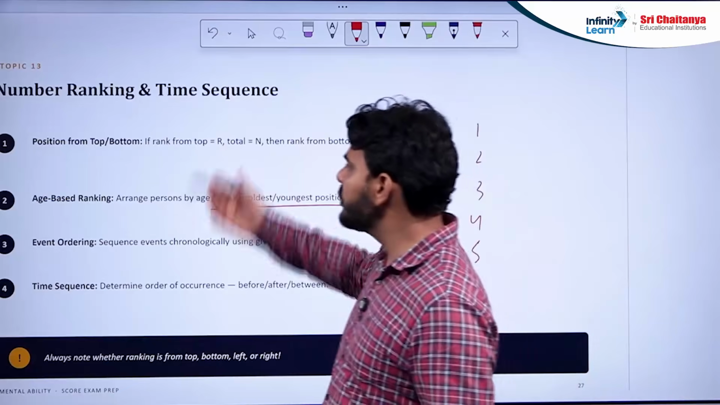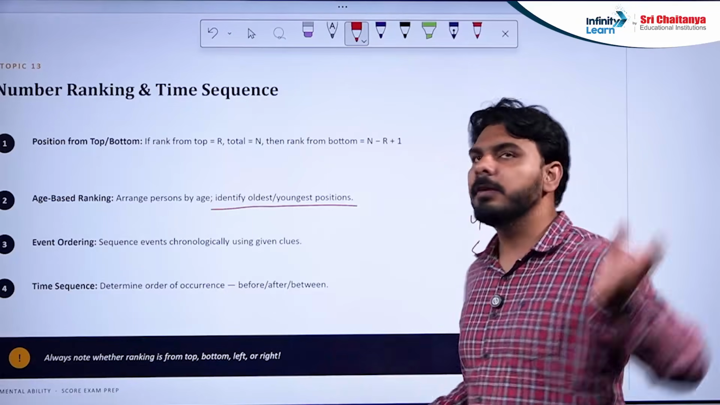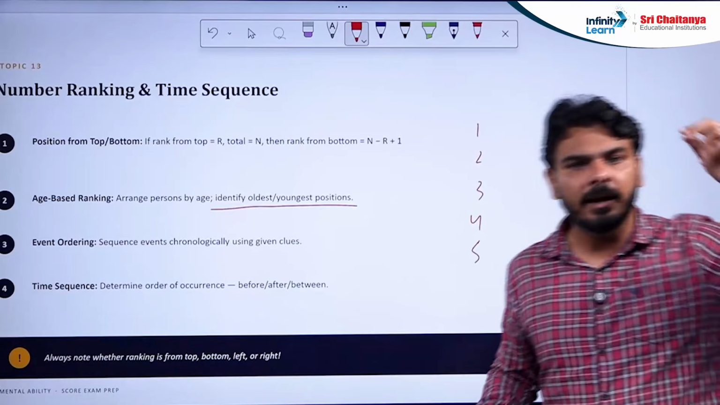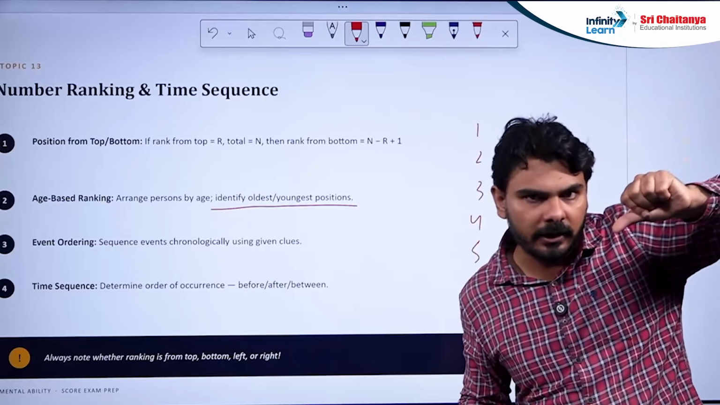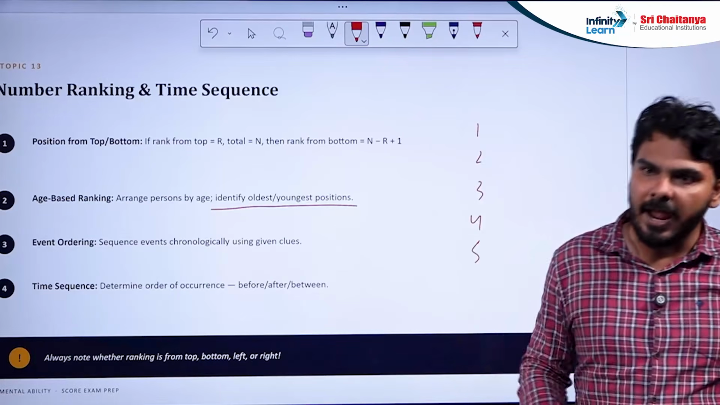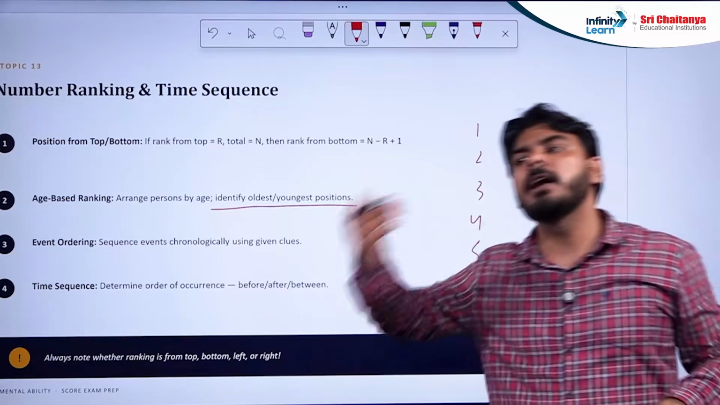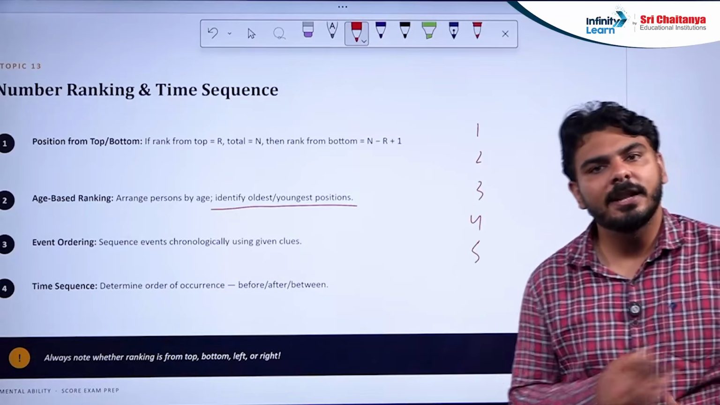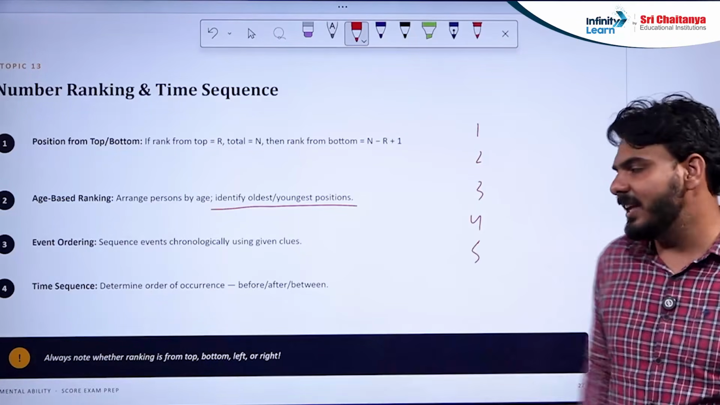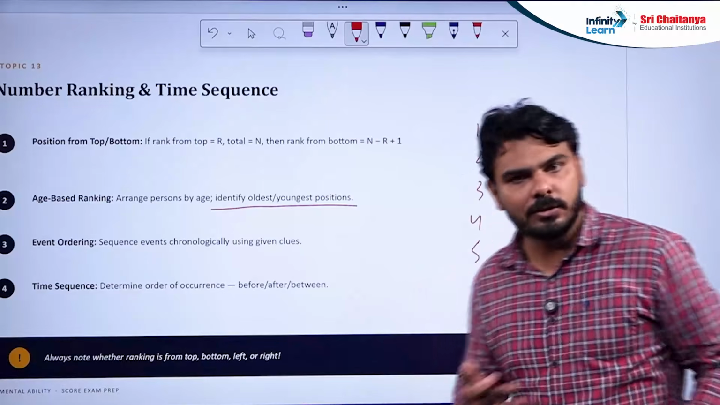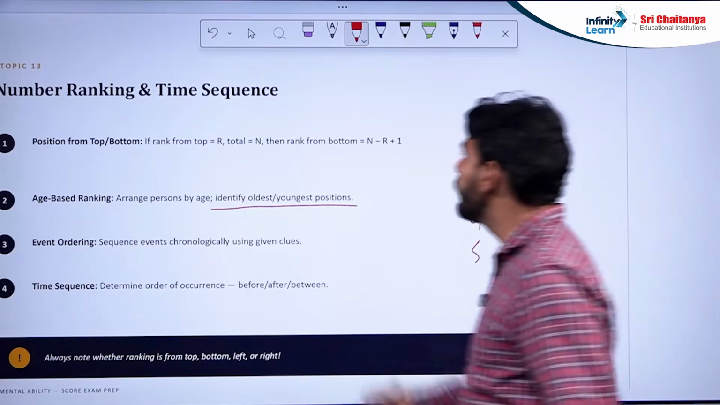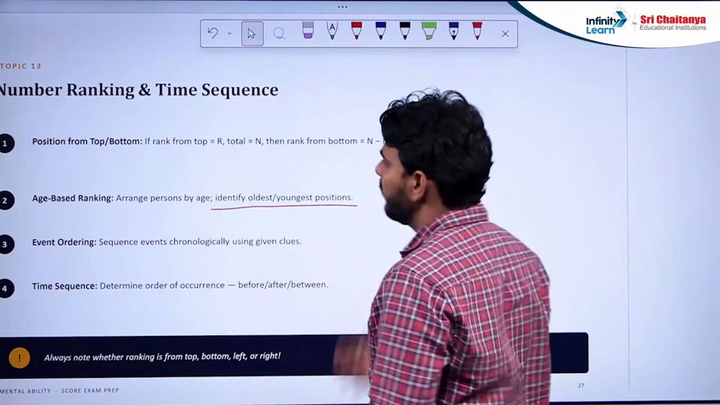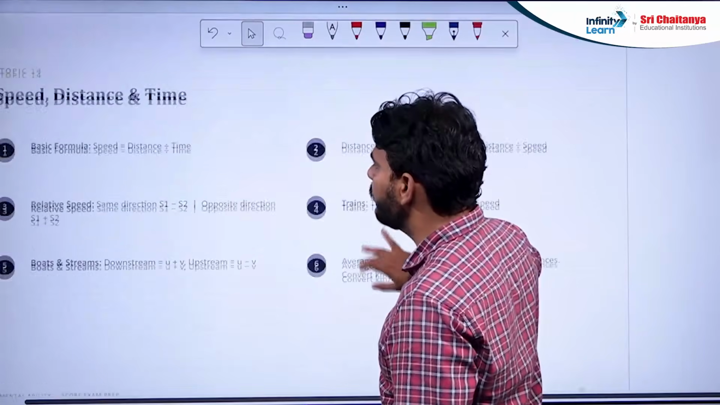Similarly, for position from top to bottom, you will be given a statement that a person is ranked 29th from the start and the same person is ranked 30th from the end. You have to find out how many persons are there in the row. It will be very easy. I will be telling you the shortcuts also, don't worry. I think we will be studying this chapter in detail. Let us now move on to our next topic.